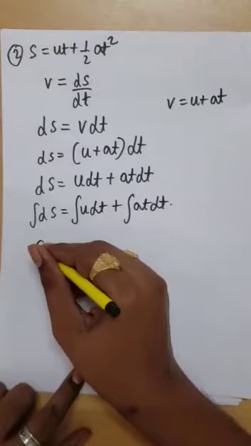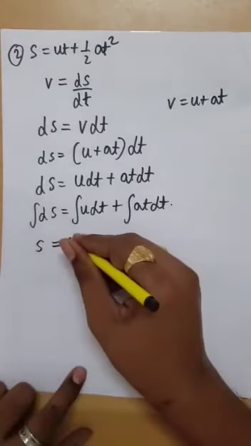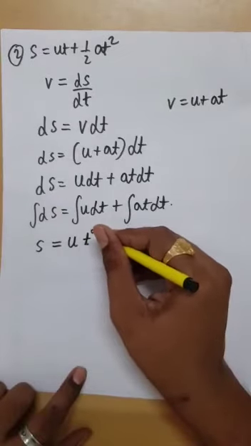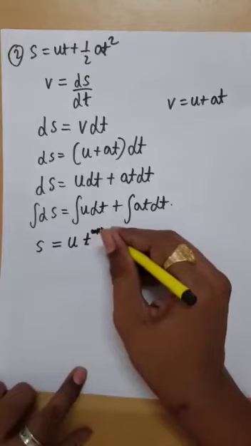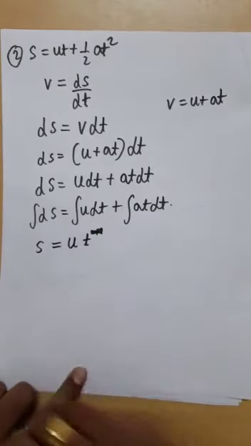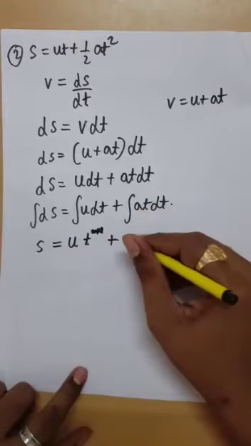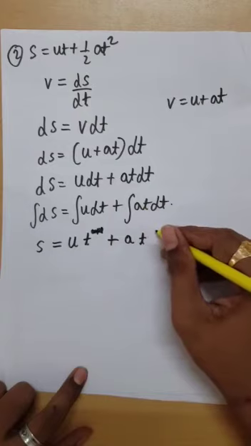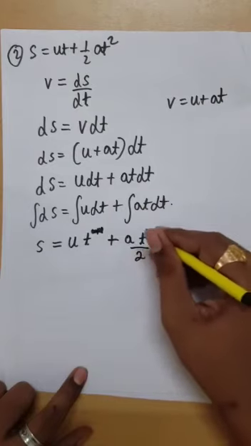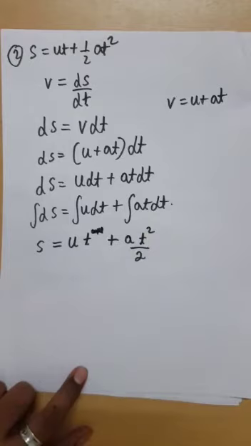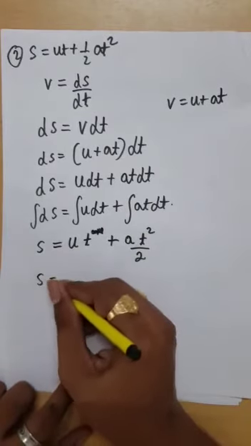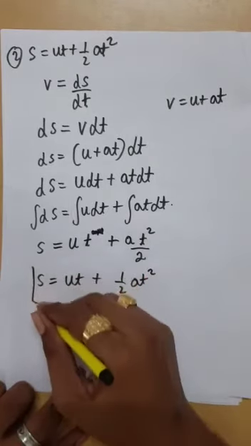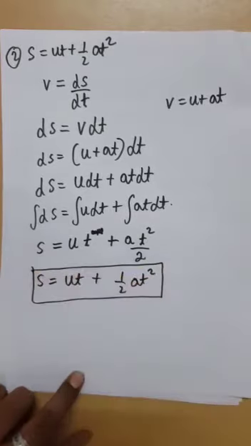Here after integration we are left with s. Here u is a constant, so t has a power of 0 over here. When we add 1 to it, it would become t, and divided by 1 we are left with t. Plus, a is a constant, t has power 1, so we add 1 to it, it would become t square, and we'll divide it by 2. So after integration we are left with s is equal to ut plus half at square. This is our second equation of motion.